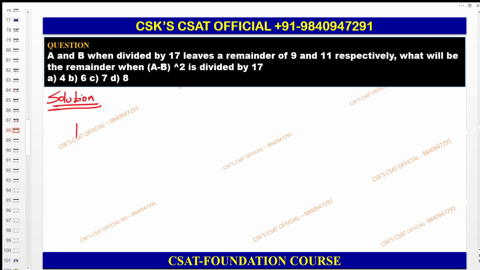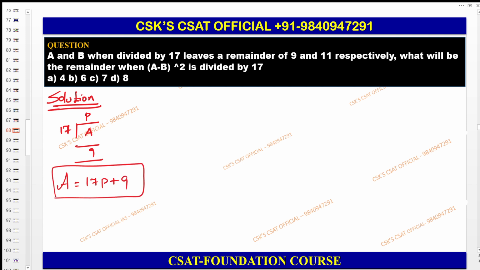I'll teach you this method. Listen. So this is A here, then 17 here. When A is divided by 17 it leaves remainder 9. So obviously you are getting some quotient. Let us take that as P. Then the dividend is equal to divisor into quotient plus remainder. Now what we are going to do here is the next one.